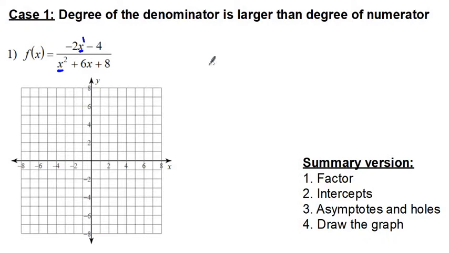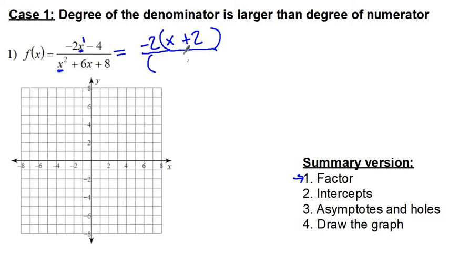Alright, so let's go through our steps here. The first step is we want to factor. If we look at the top, it looks like a -2 can come out, because -2 comes out of -2x. It also comes out of -4. So if we divide -2x by -2, we'd have x. If we divide the -4 by -2, we'd have +2.